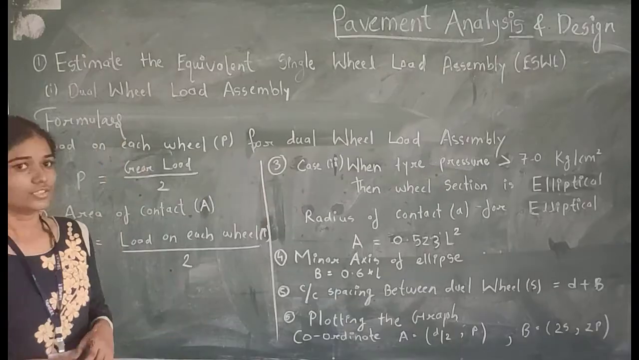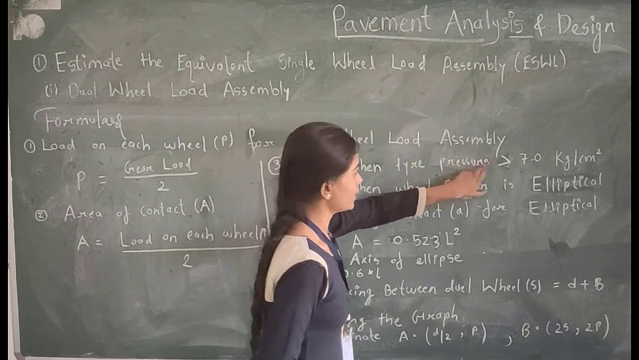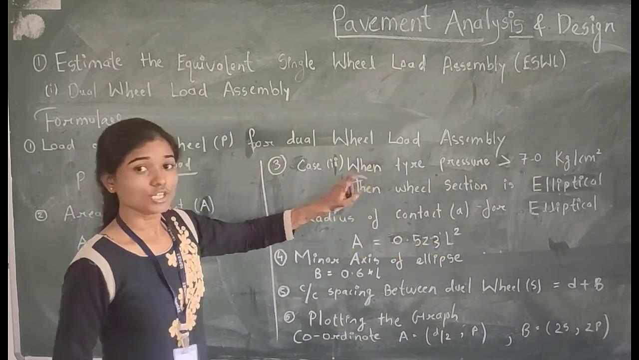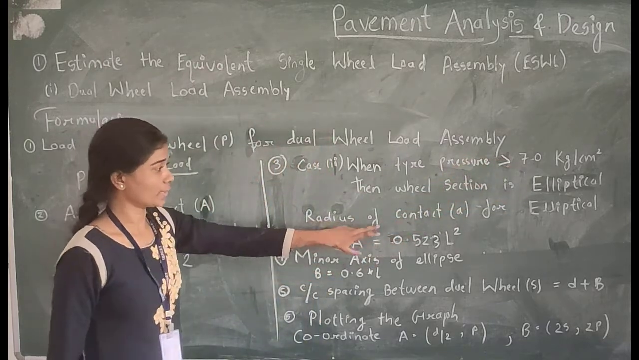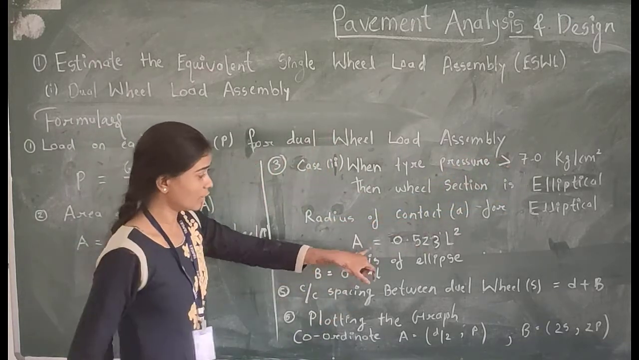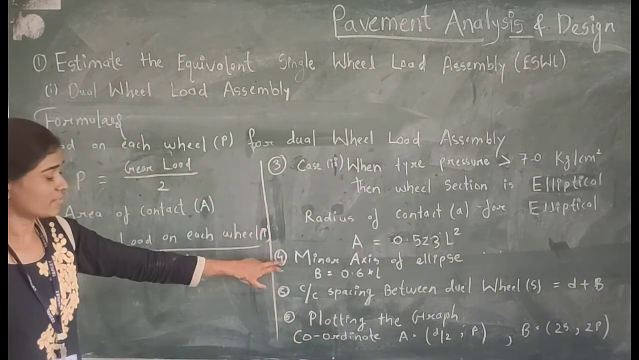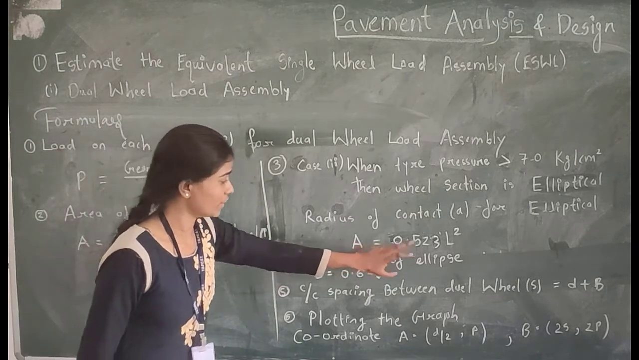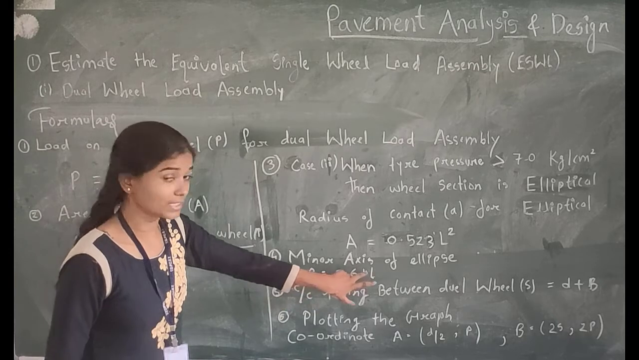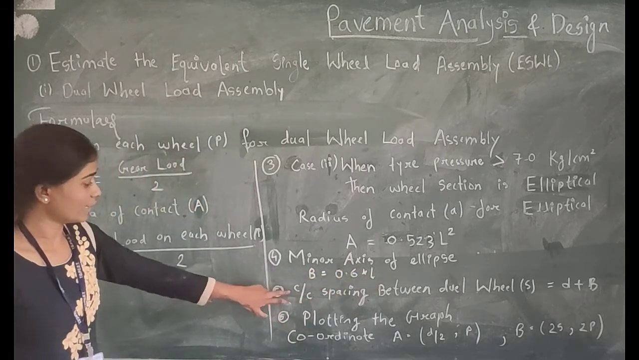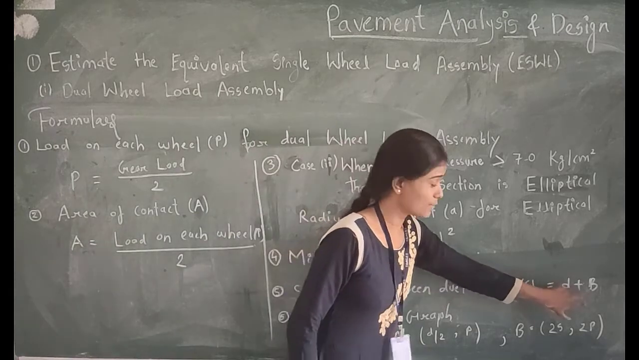So in the next case, when the tire pressure is greater than 7 kg per centimeter square, in that case wheel section is elliptical. So the radius of contact for elliptical section is equal to 0.523 L square. So the next step is we have to find out the minor axis of ellipse. So the formula for minor axis of ellipse is equal to 0.6 into L. Then we have to calculate center to center spacing between dual wheel, that is D plus B.